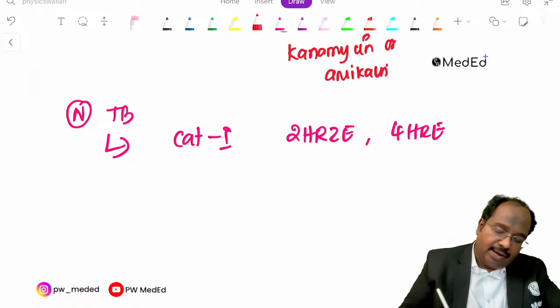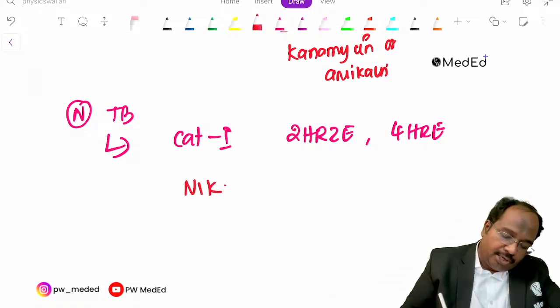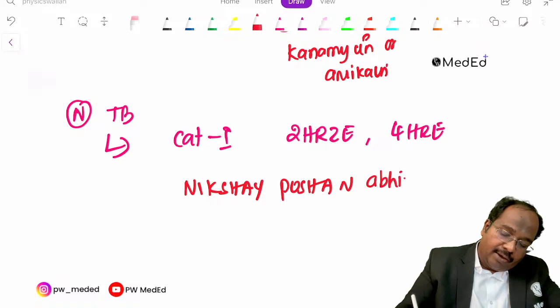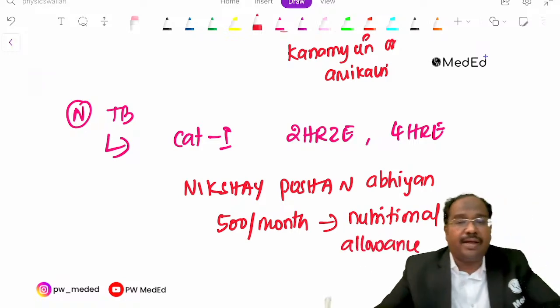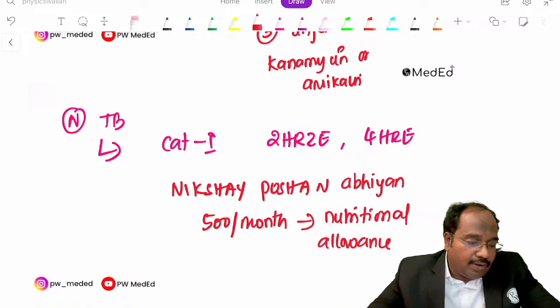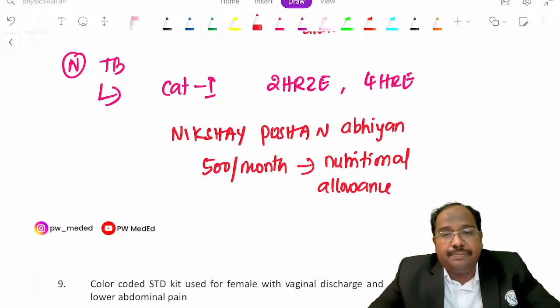And we also have the Nikshay Poshan Abhiyan, where we provide 500 per month during treatment time as a nutritional allowance. Okay, we will be providing this nutritional allowance.